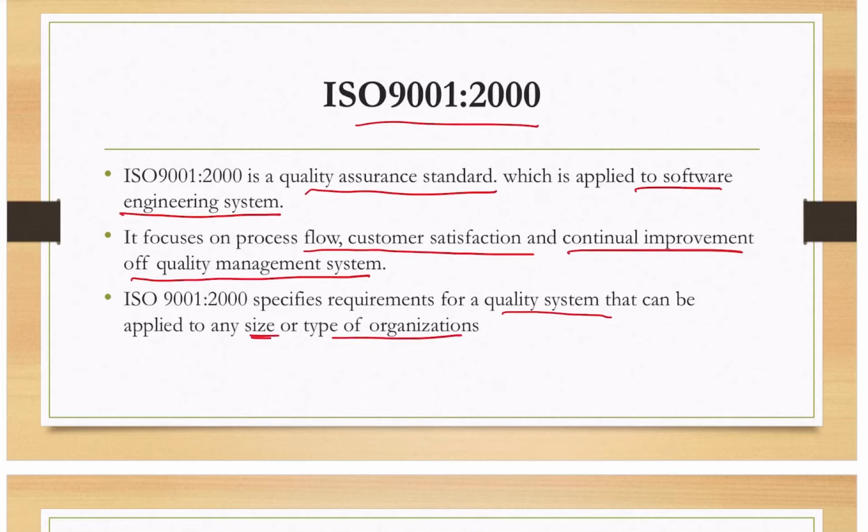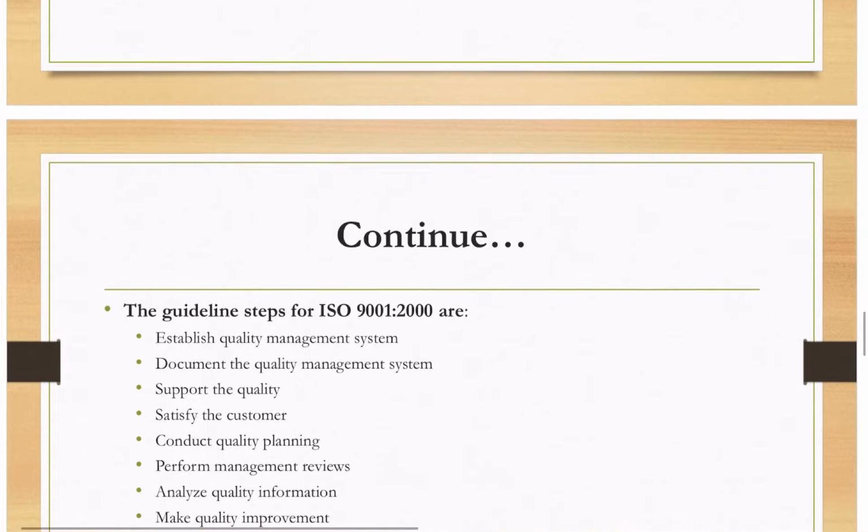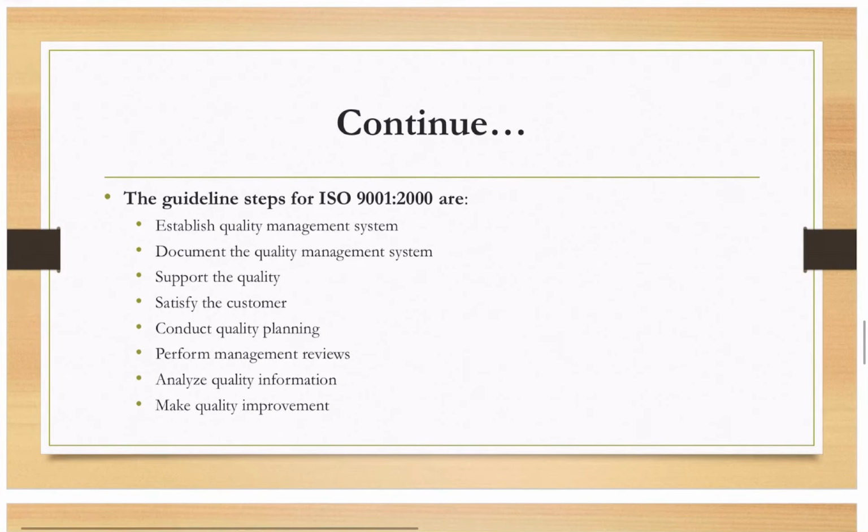Means any organization can use that ISO, right? Now, the guideline steps for ISO 9001:2000 are: first, establish a quality management system, document the quality management system, support the quality, satisfy the customer, conduct quality planning, perform management reviews, analyze quality information, and make quality improvement. Right? Now, ISO 9000 helps in creating organizational quality manuals.